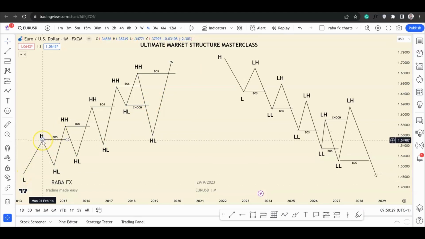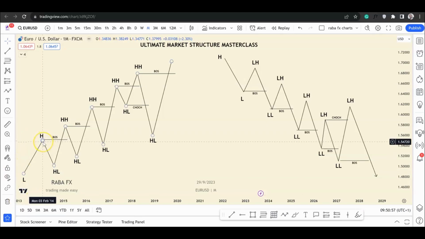There are things you need to understand when it comes to market structure. The first move upward here for a bullish trend is called impulse. We have an impulse leg, which is a movement in line with the trend. Impulse, or you call it an expansion. So I know some of you will say, is it not an expansion? It's the same thing. Impulse or expansion.